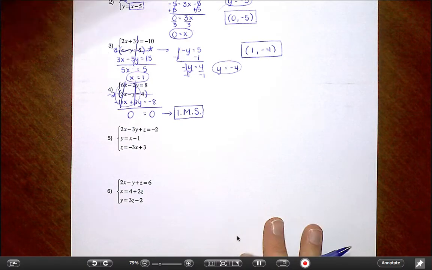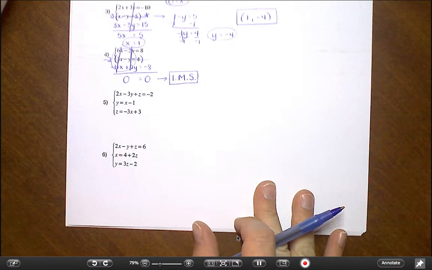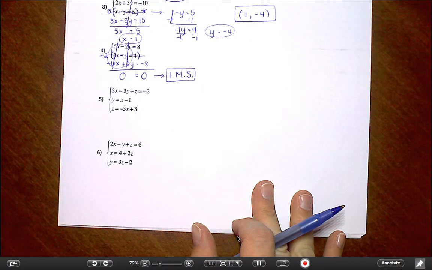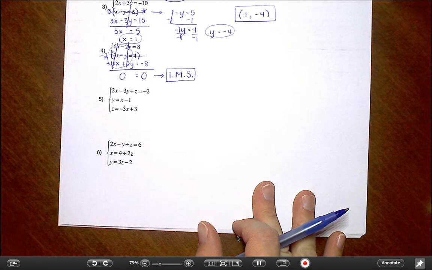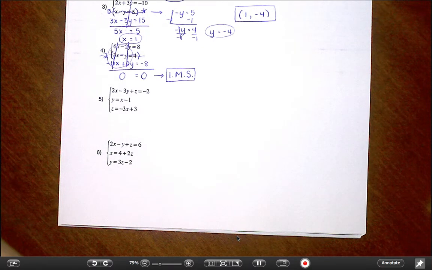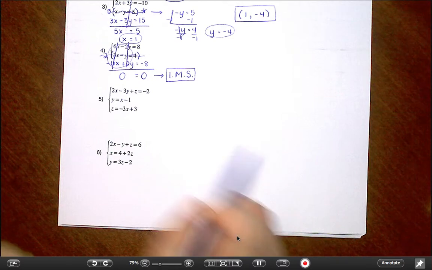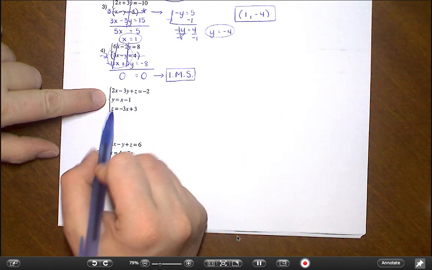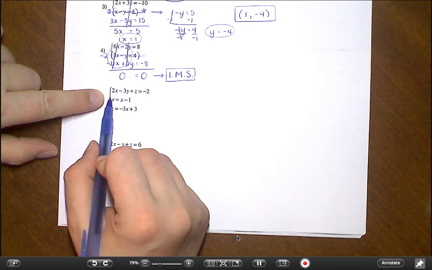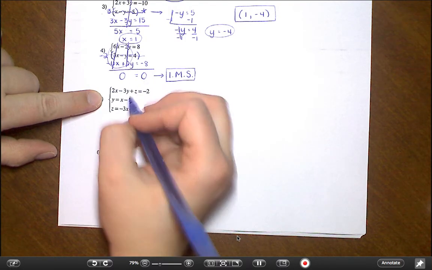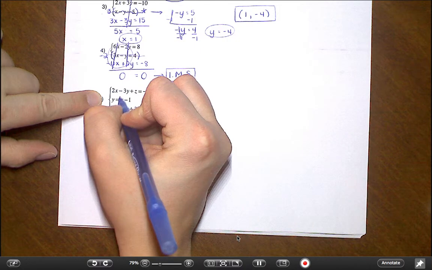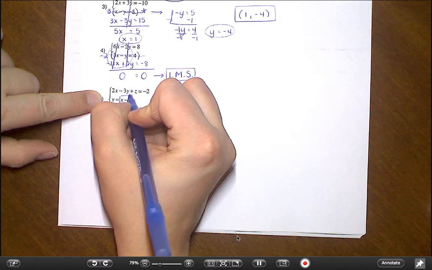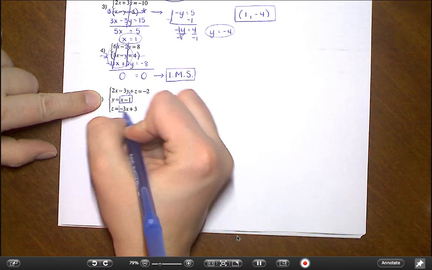Okay, let's look at number 5. Number 5, our only real option for this one would be substitution, because we haven't done elimination with 3 equations. But that's okay. Substitution is going to be really easy because, look, these are both solved for variables. This is solved for y, this is solved for z. And so what I'm going to do is take what y equals, and I'm going to take what z equals.